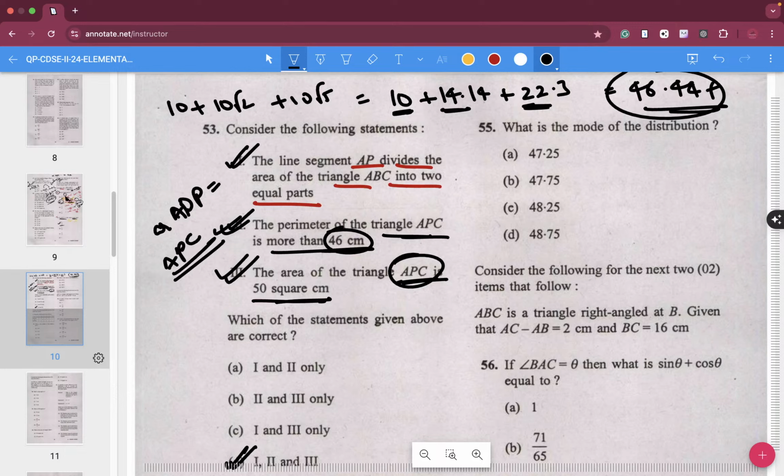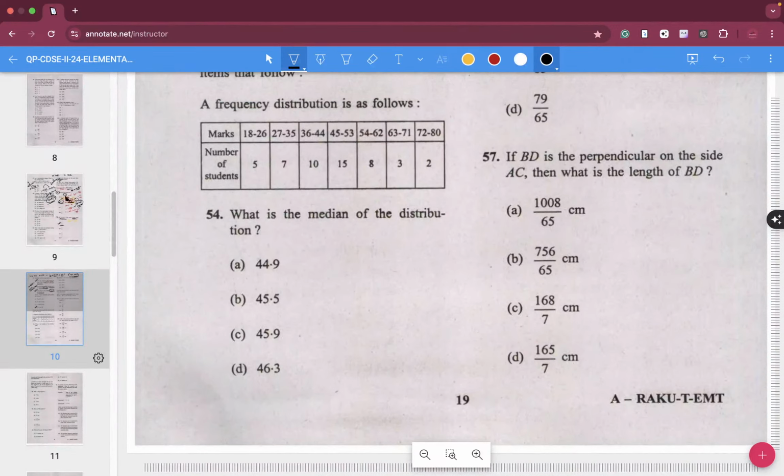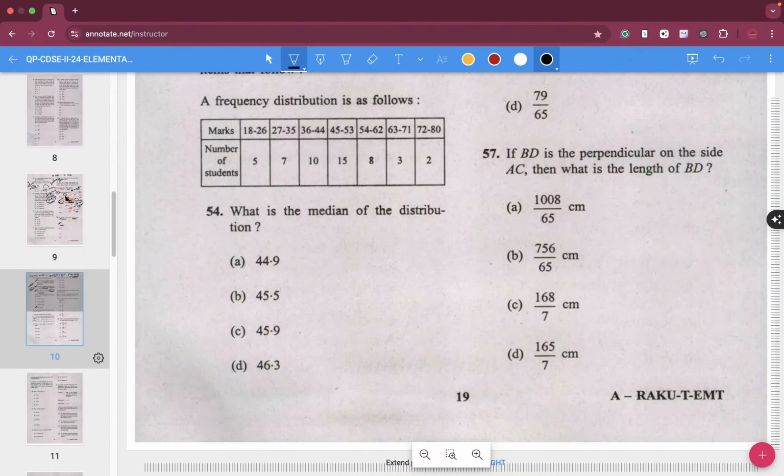All right. So shall we move to the next question? In that case, what is the median? They are asking what is the median of the distribution.